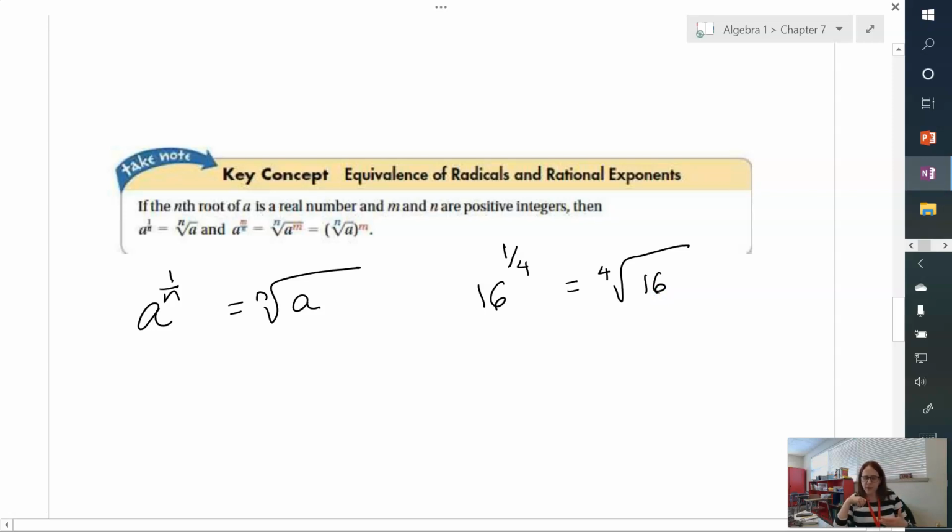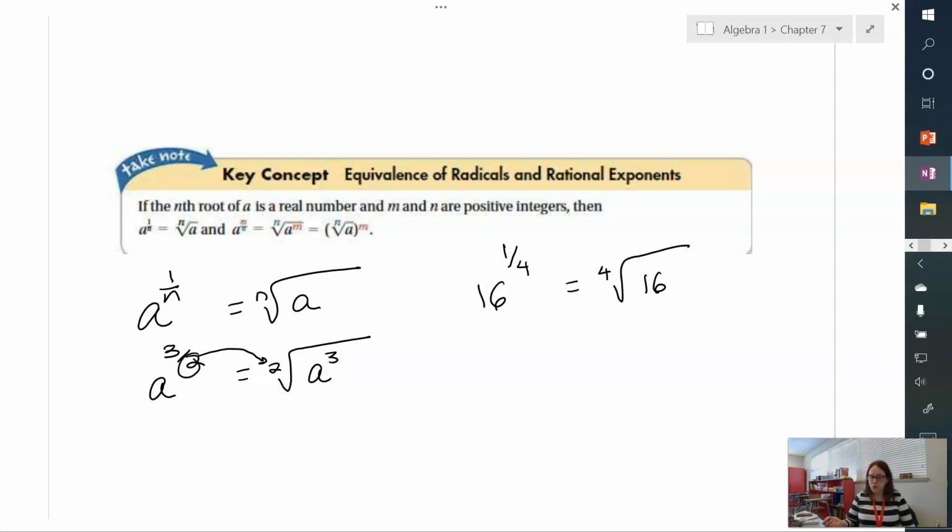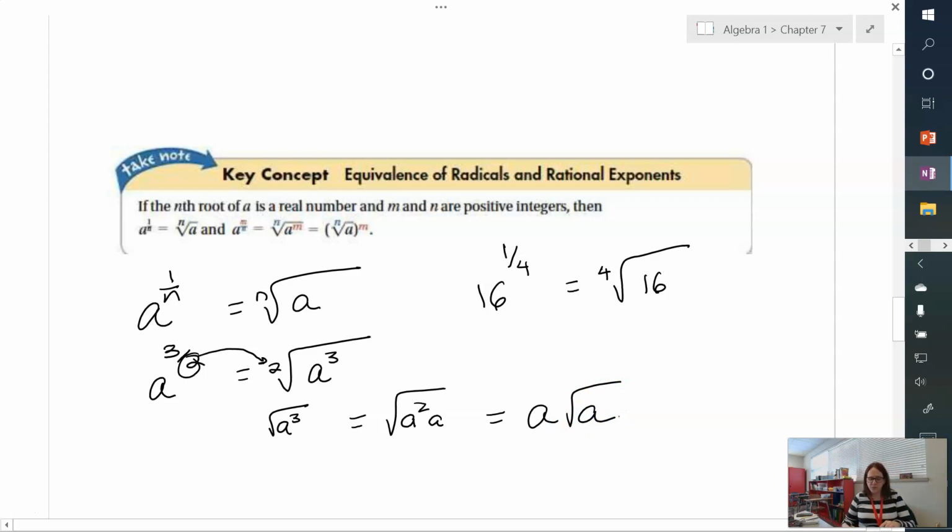It also works if I want to raise my a to a fraction that doesn't have 1 in the numerator. Let's say a to the 3 over 2. 2 goes in the index, and then the 3 stays as the exponent with the a. So you're going to get a cubed and then a square root of that. And now because we did a square root, we don't actually have to write that 2. You can write it as just square root of a cubed. And I can even simplify that. I know that a cubed is a squared times a, because when you multiply with the same base, you add those exponents. That gives me a team with 2 a's on it. So that a can come out, and the other a is stuck under the radical.